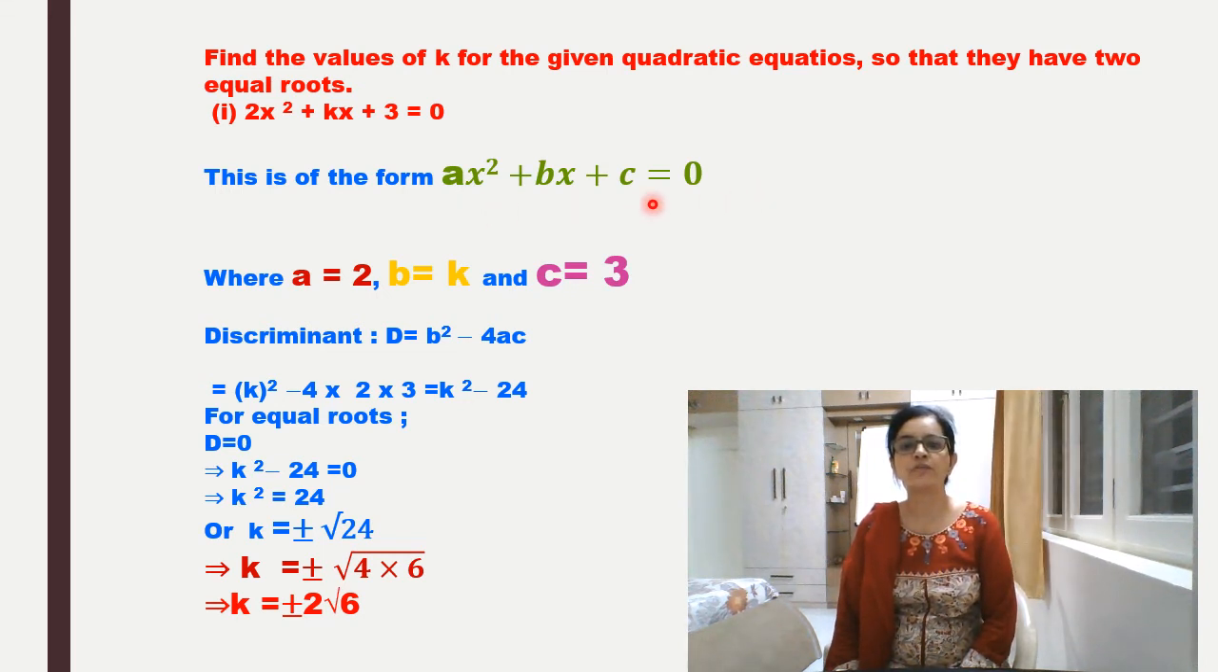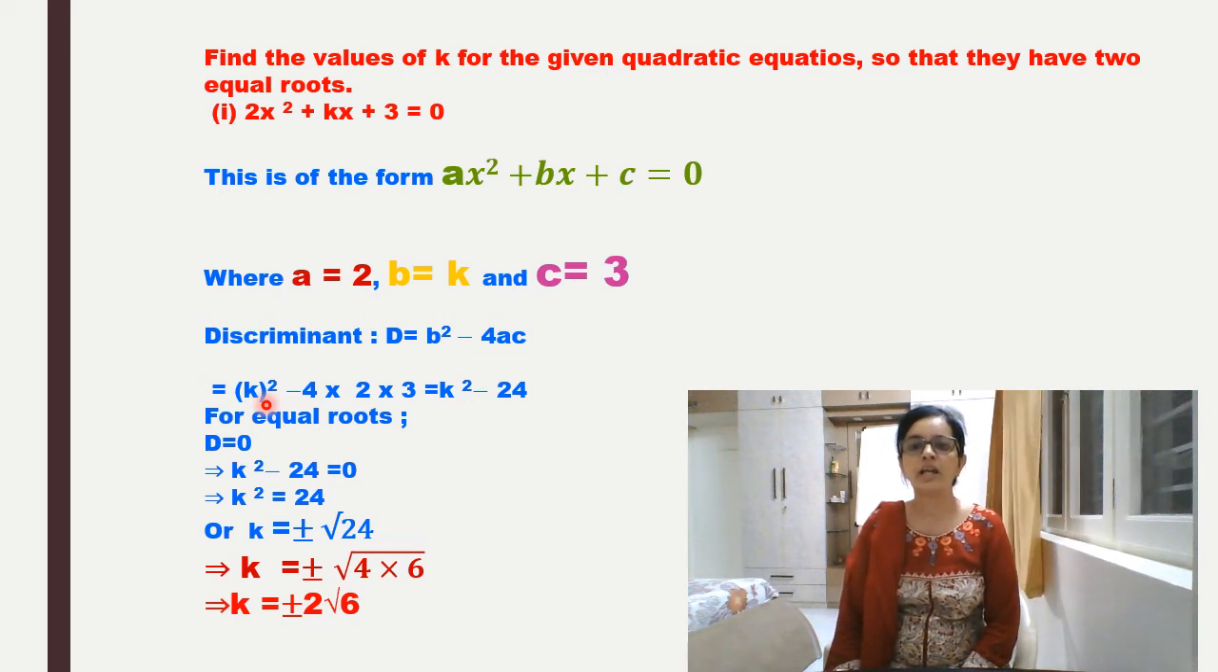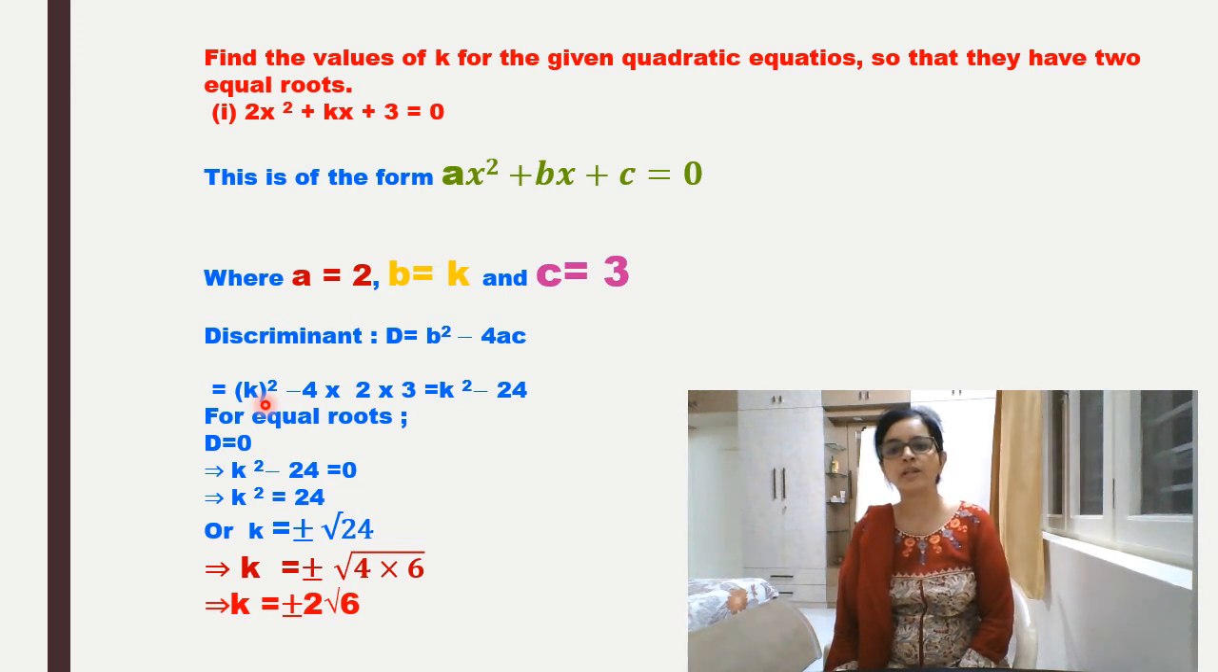Replace the coefficients with the numbers in the question. So a is equal to 2, but b is equal to k, and that is what we are going to find out. b is equal to k, and we have to find the value of this k. c is the constant term 3. And then here goes the discriminant. Replace b squared minus 4ac with the values of the question: b is replaced with k, a and c are replaced with 2 and 3, and we get k squared minus 24.